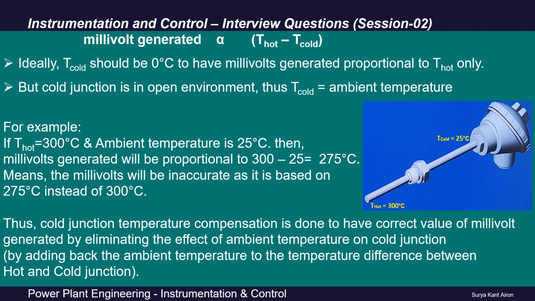Then our next question is, how do we achieve this cold junction compensation? In our control system, we generally add back the ambient temperature to the temperature difference between the hot junction and the cold junction.